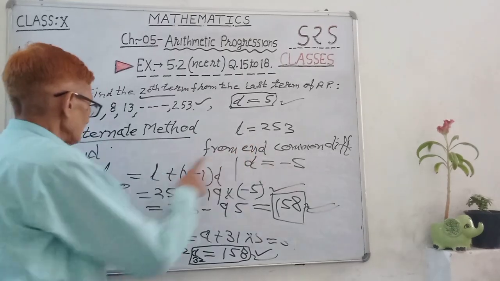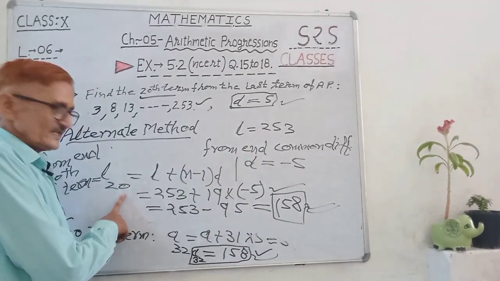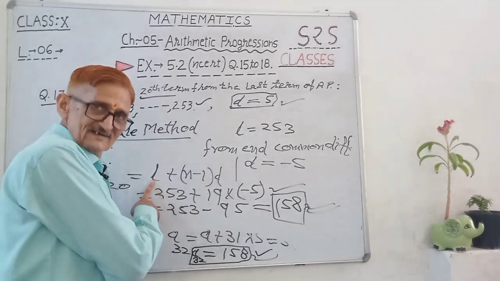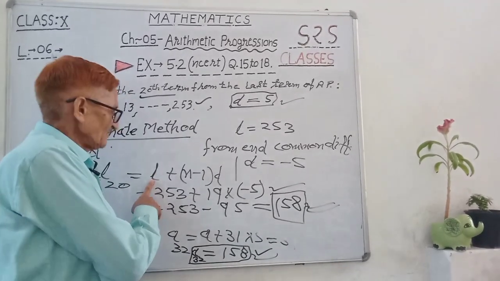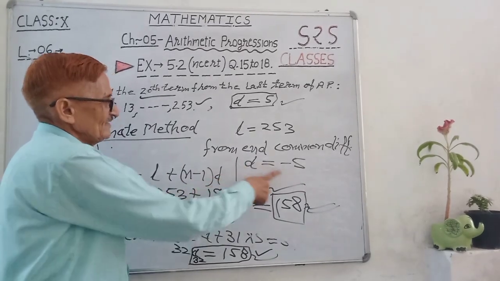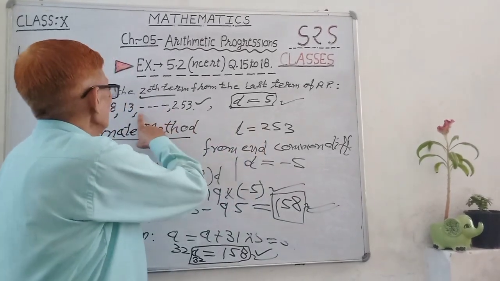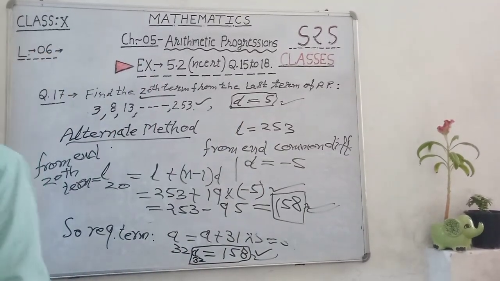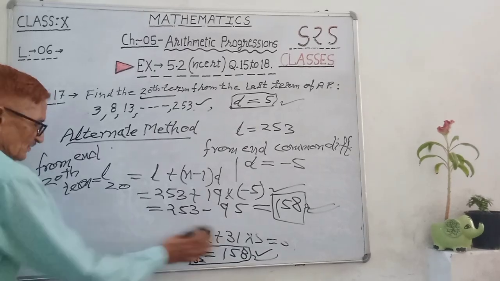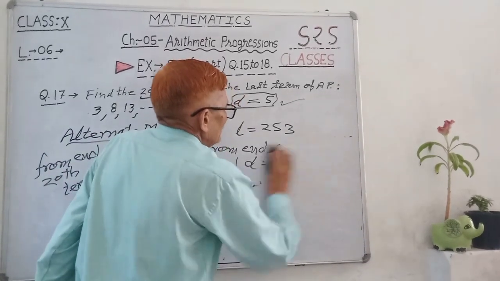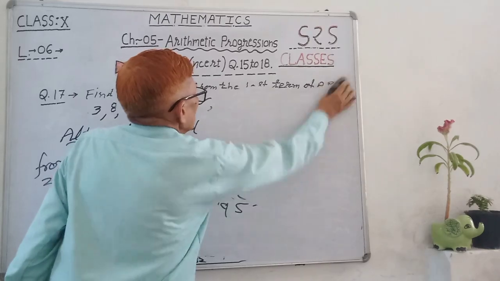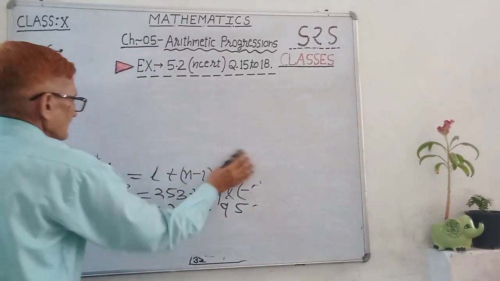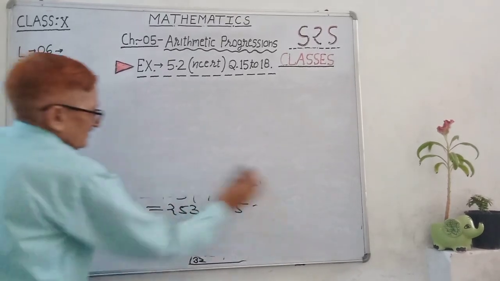L is called the last term, and from the end the 20th term will be as A plus formula from the beginning. So from the end, L is the last term, so L plus n minus 1 into D, and D will be the opposite sign. Whatever D is from the beginning, the opposite of that will be from the end. You have to take that. Okay, you can do any method. Now this was an important question, the 17th question in the NCERT book.